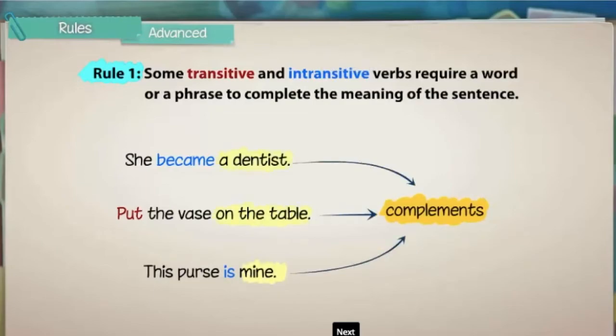Put the vase on the table. This purse is mine. So became, put, is, they have complements: on the table, mine. When these complements are added to the verbs, then they make complete sense.